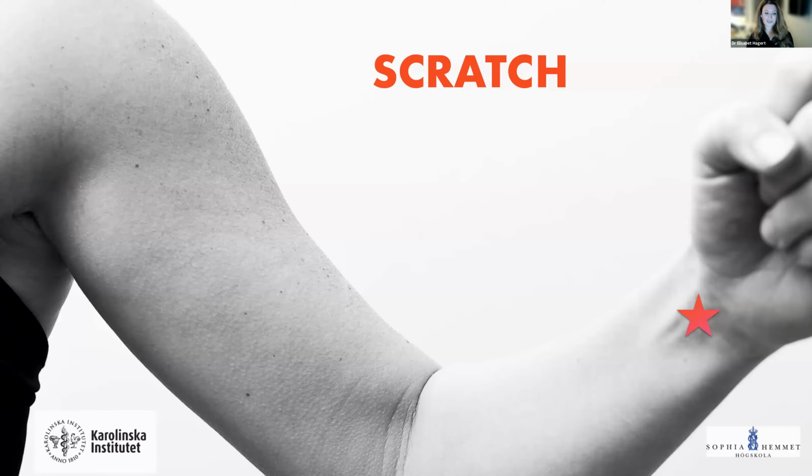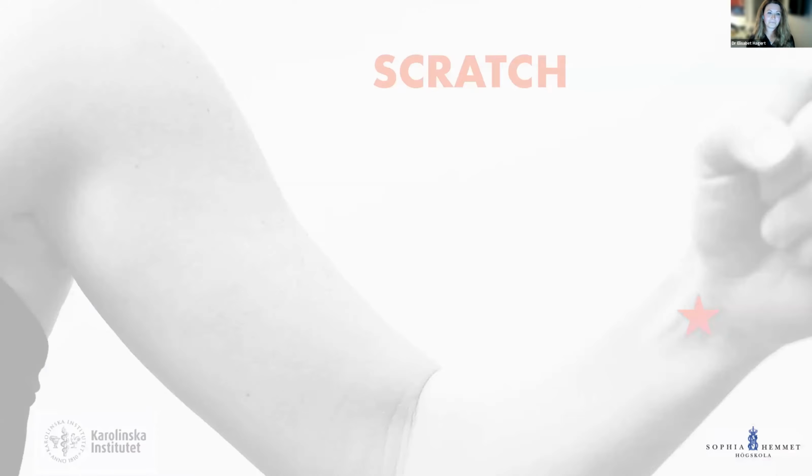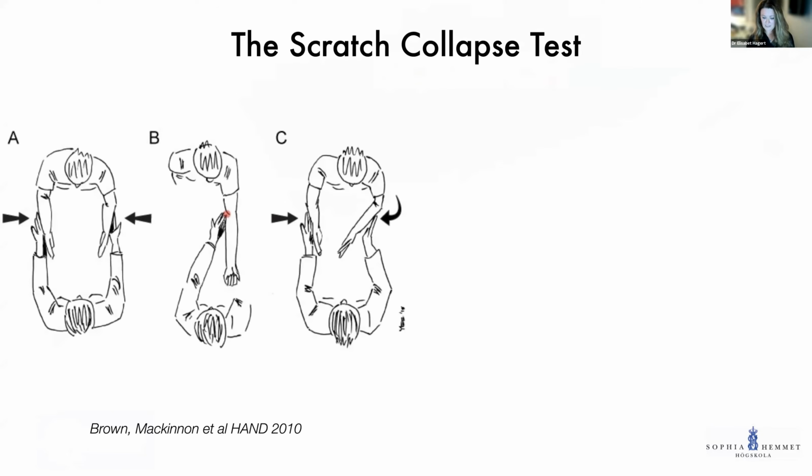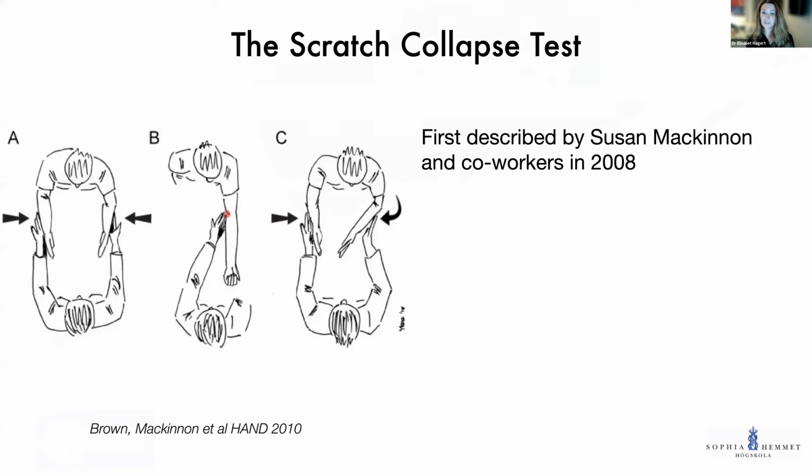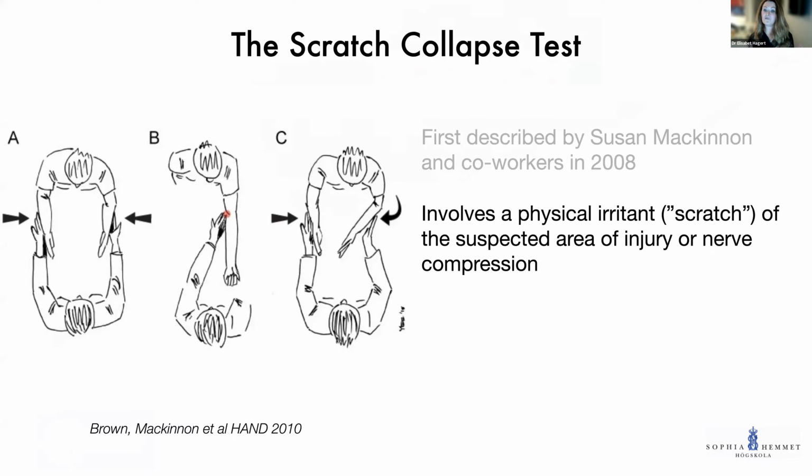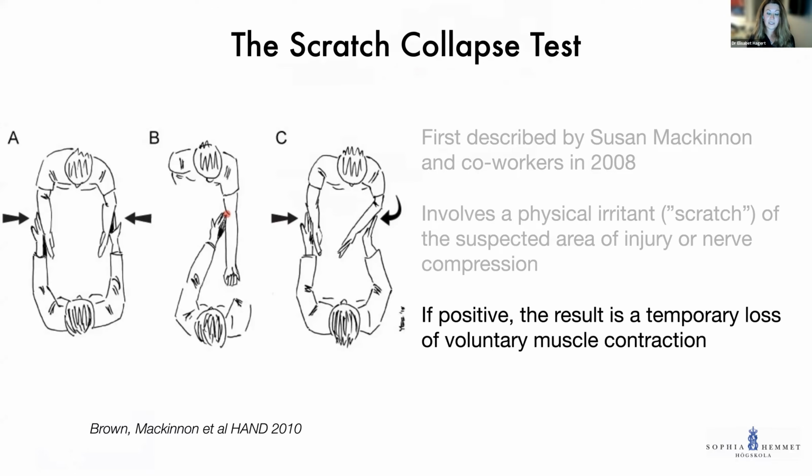Let's move on to the scratch test. And the scratch test is, by all means, rather controversial, but very fun to do once you get the hang of it. The scratch collapse test was first described by Susan McKinnon and her co-workers in 2008. It involves a physical irritant or a scratch of the suspected area of injury or nerve compression. If it is positive, the result is a temporary loss of voluntary muscle contraction.